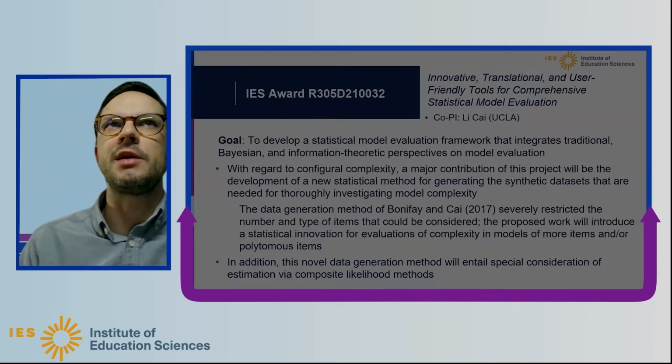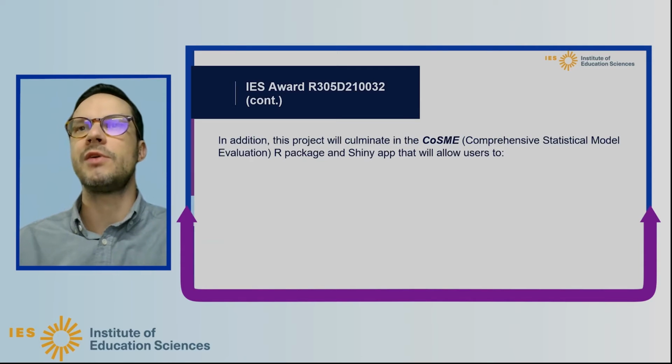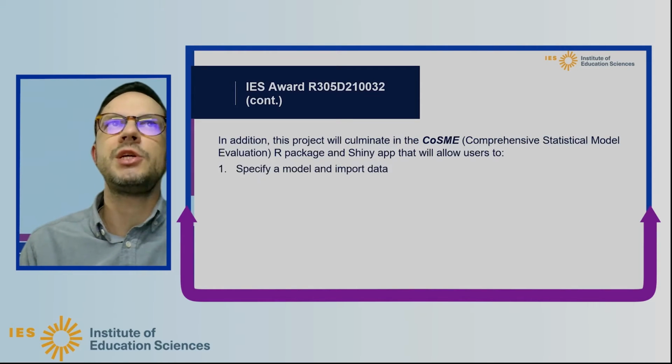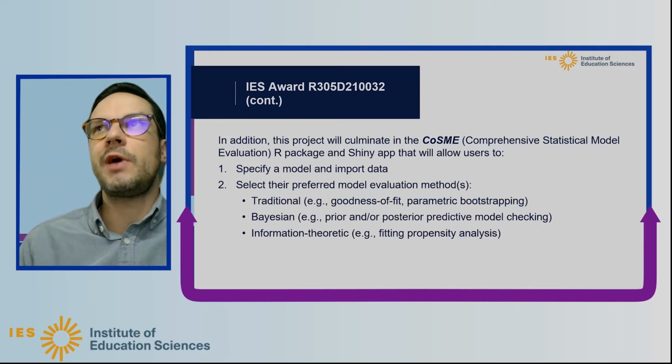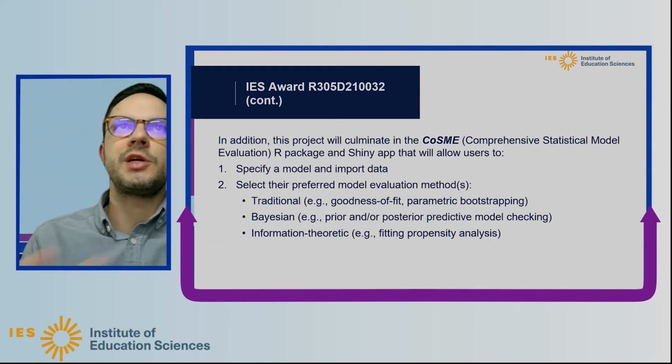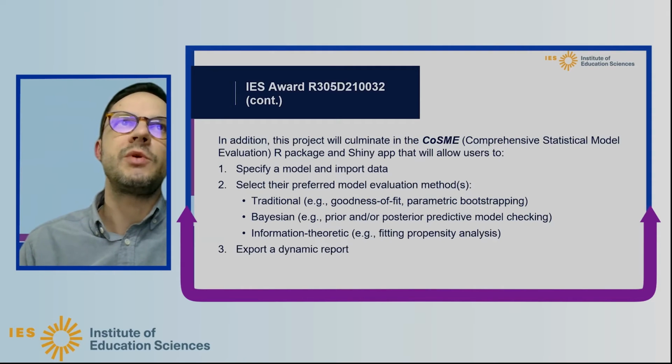And we will need to adapt composite likelihood methods in order to work with this novel data generation method. In addition, we are aiming to develop an R package and a Shiny app that we are calling COSME, for Comprehensive Statistical Model Evaluation. And users will be able to specify a model and import data, and then select their preferred evaluation methods. So they can choose traditional methods or Bayesian methods or information theoretic methods that we've talked about.